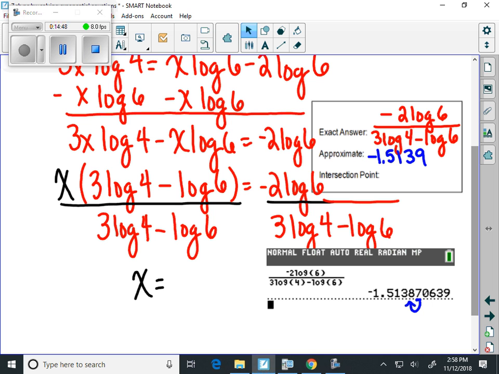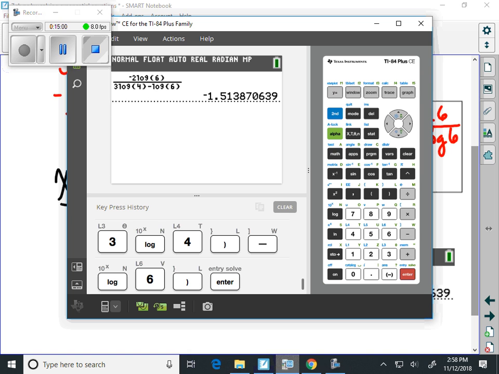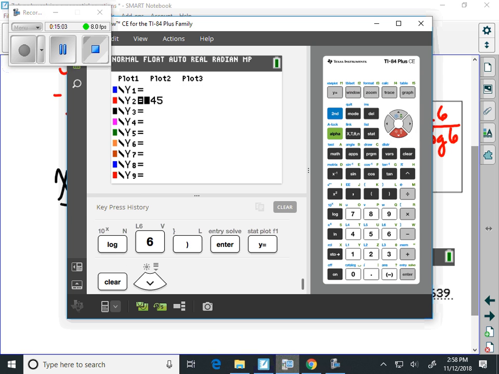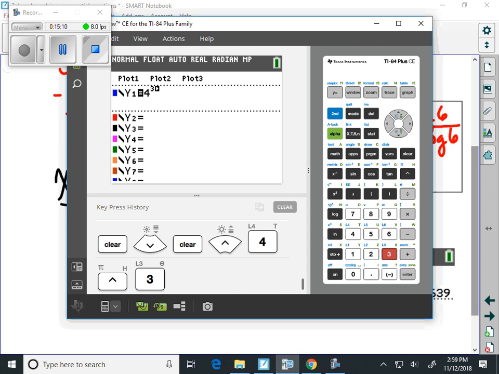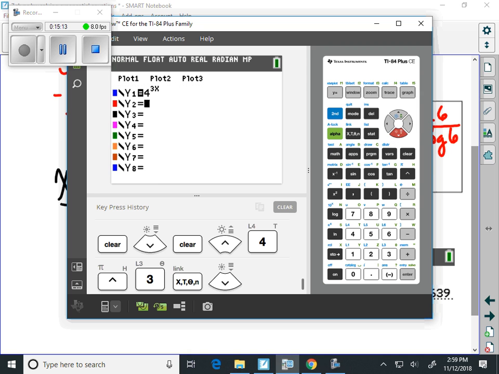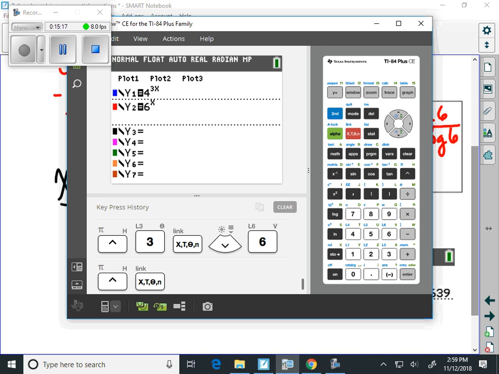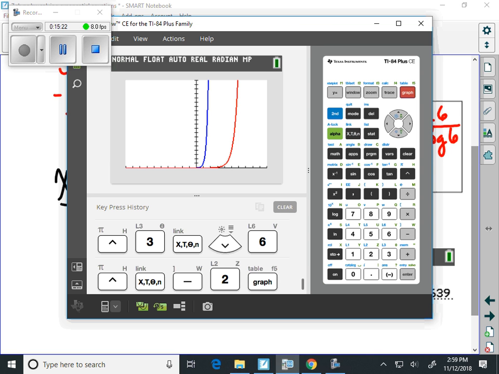Now, the intersection point is a little bit goofy here in terms of the graph. You're probably best off asking a teacher for help on this one, but I'm going to try it this way. If you come over here to the y equals, and we type this in. What we're putting in one of them is 4 to the 3x. And then on the second screen, it's going to be 6 to the x minus 2. And when we graph here, that'll work.